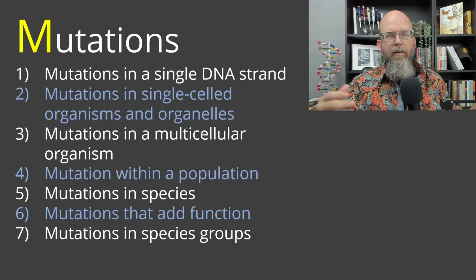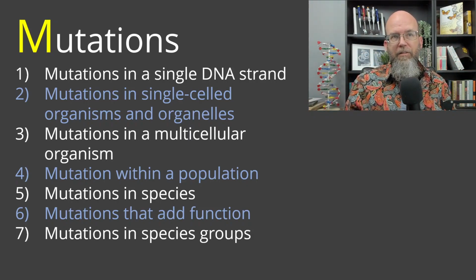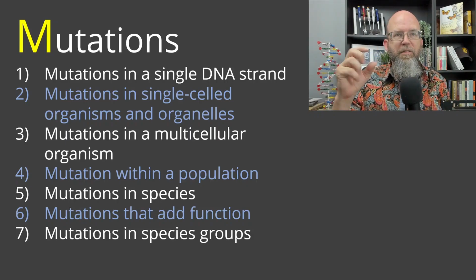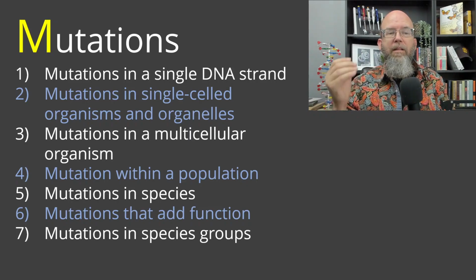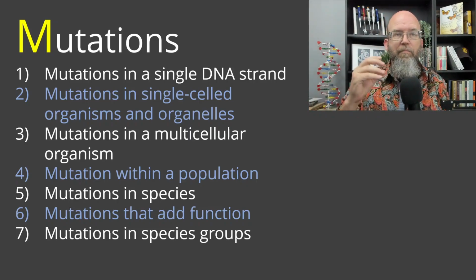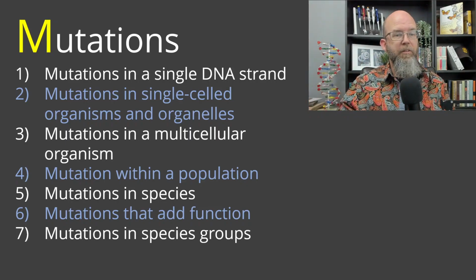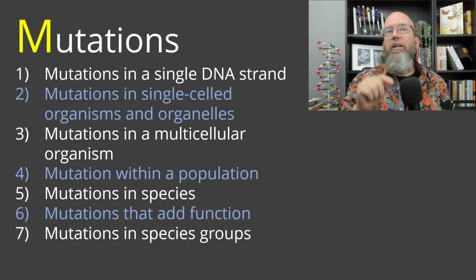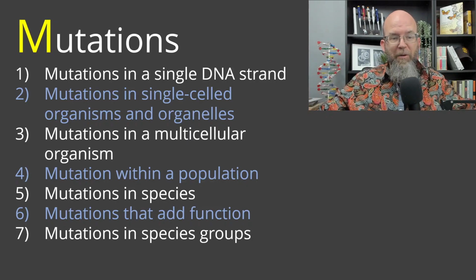And I'm going to look at different levels of organization. We're going to look at mutations in a single DNA strand. We're going to look at mutations in single-celled organisms and organelles. We'll look at mutations in multicellular organisms. How can we identify mutations in a multicellular system? How can we identify mutations in populations? Then mutations in species. See where we're going with this.